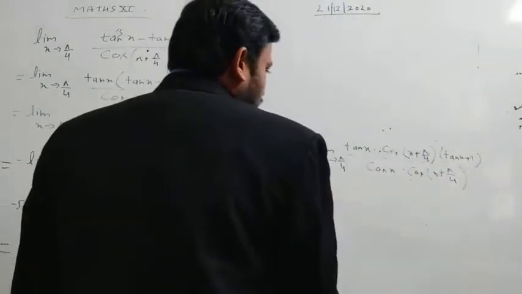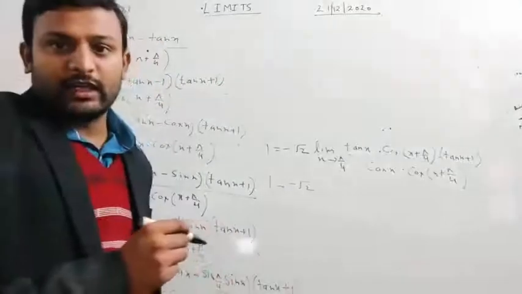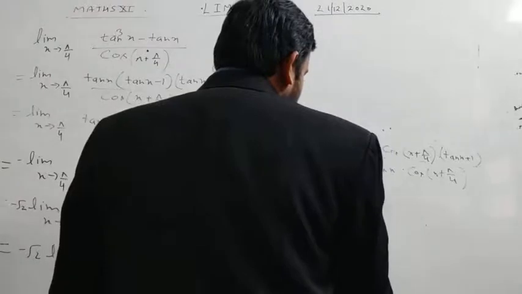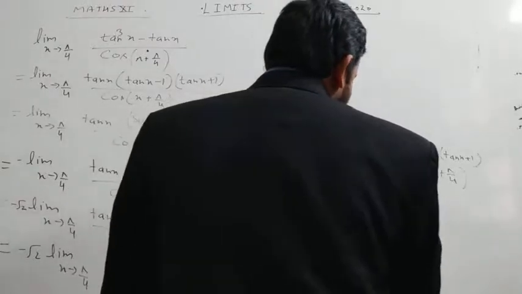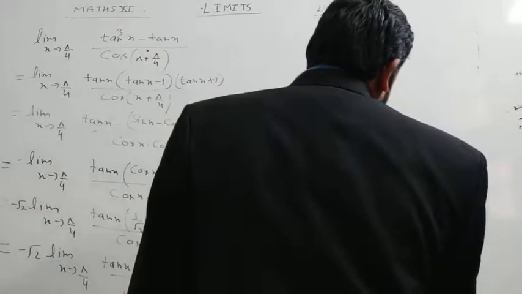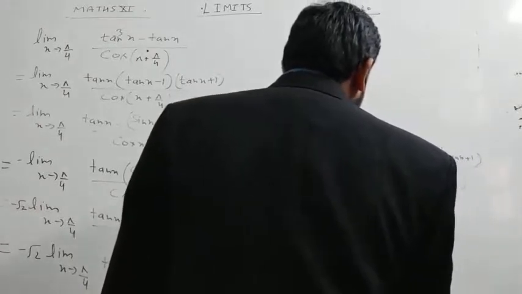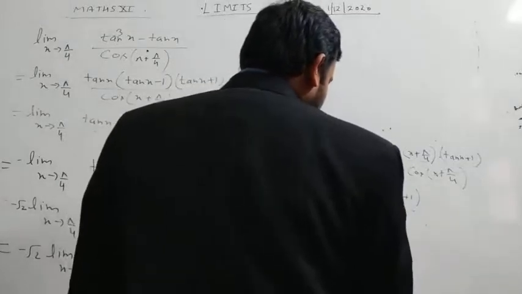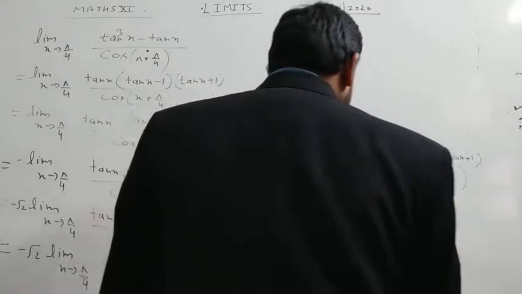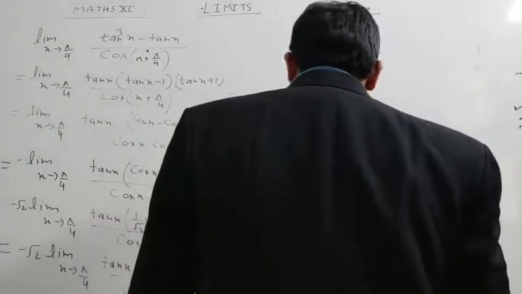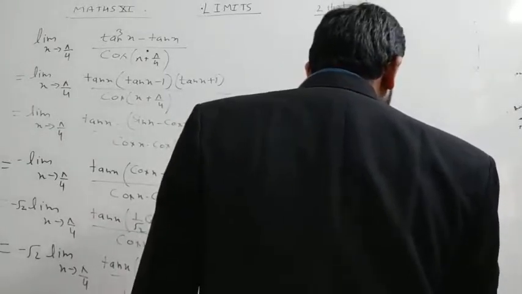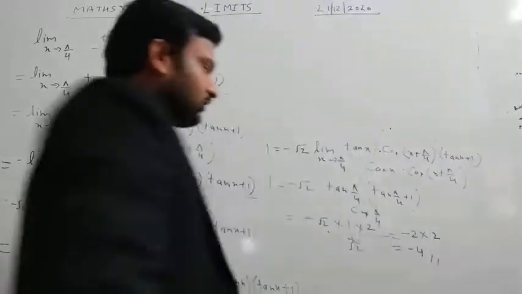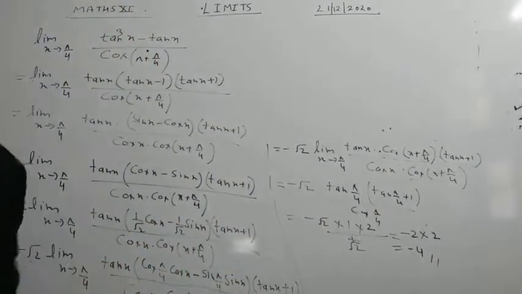Now minus root 2. Now we put the value of the limit, student. So this is tan pi by 4 (tan pi by 4 plus 1) by cos pi by 4. So minus root 2 into 1 into 2 by 1 by root 2. So this goes to the numerator, so we get minus root 2 into 2 into root 2, which is minus 4. So this is our required answer, student.